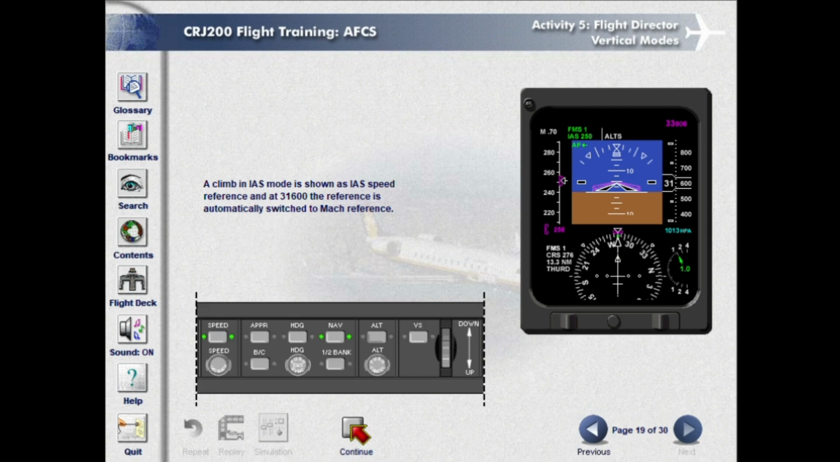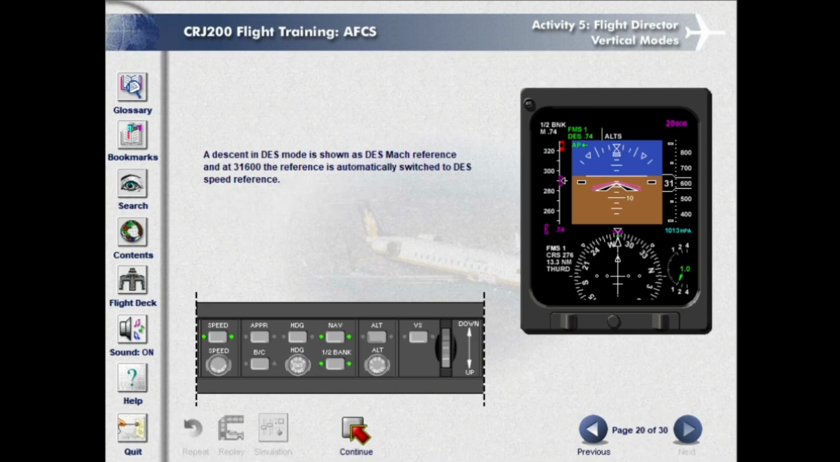A climb in IAS mode is shown as IAS speed reference, and at 31,600 feet, the reference is automatically switched to Mach reference. A descent in DES mode is shown as DES Mach reference, and at 31,600 feet, the reference is automatically switched to DES speed reference. A descent in Mach mode is shown as Mach reference, and at 31,600, the reference is automatically switched to IAS speed reference.